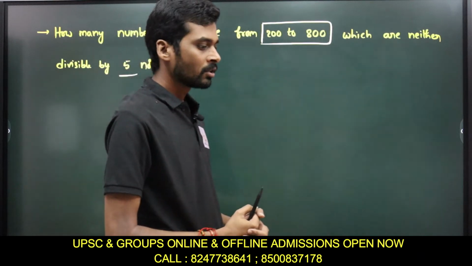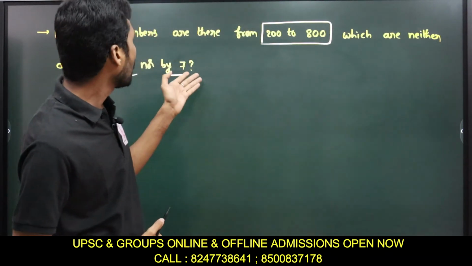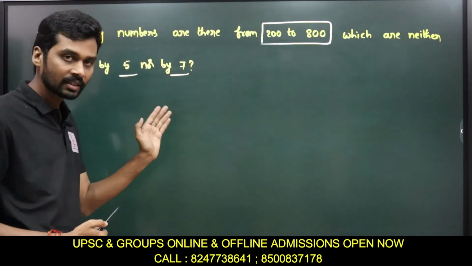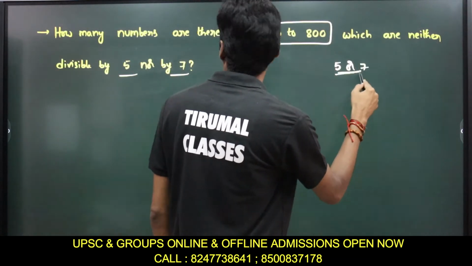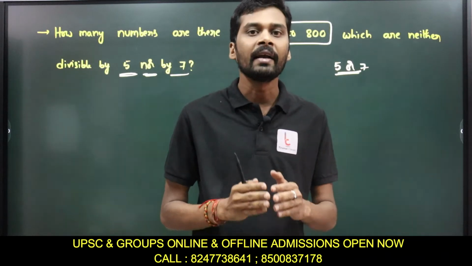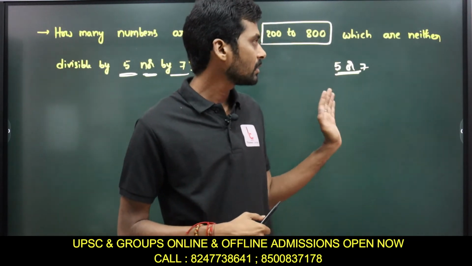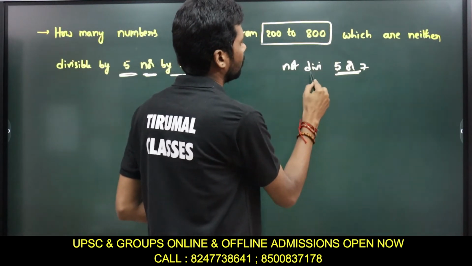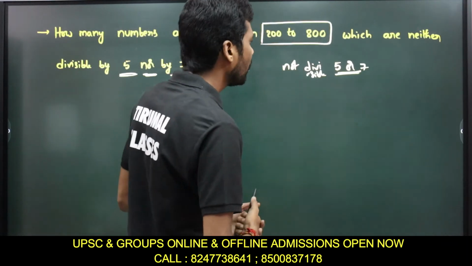So how many numbers from 200 to 800 are not divisible by 5 or 7? Neither divisible by 5 nor divisible by 7 is nothing but the negation of "or". So the problem is nothing but how many numbers are not divisible by 5 or 7. Again, tell me, how do we do that?